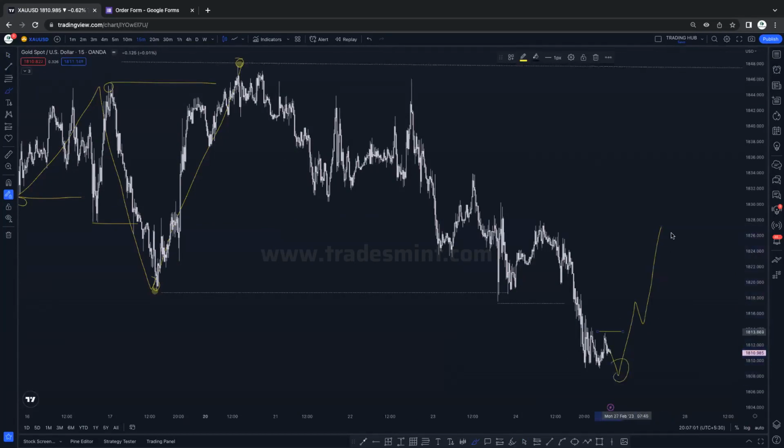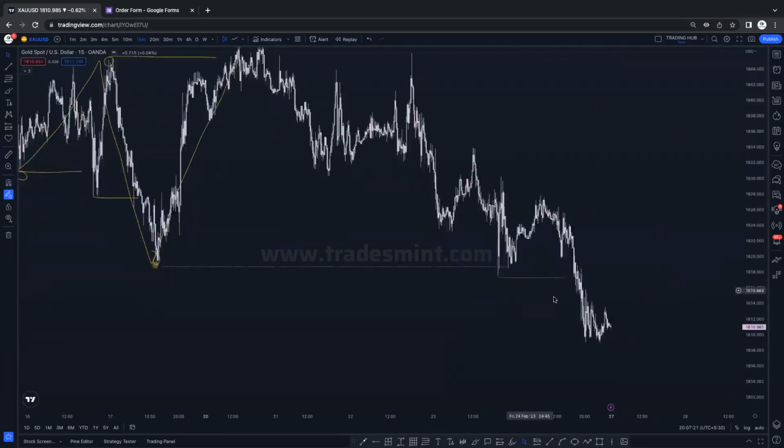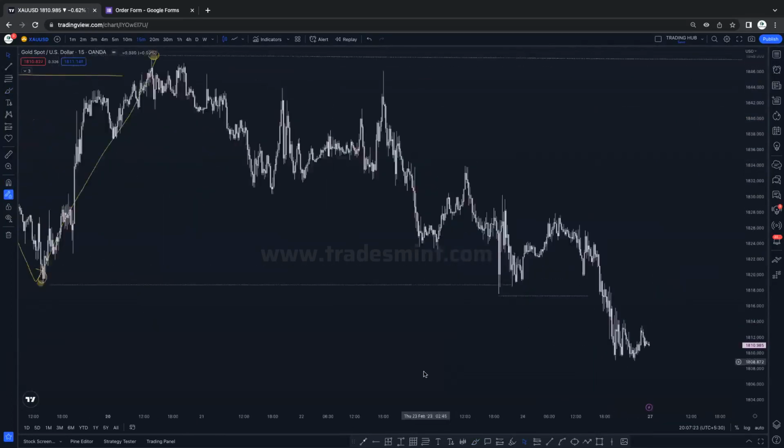Okay, taking out the inducement and then continue going higher, and price may mitigate this extreme supply zone, which is here, before going to the downside. And if it breaches this one and closes above it, then we can see some momentum to the upside, right? So right now momentum is completely bearish.